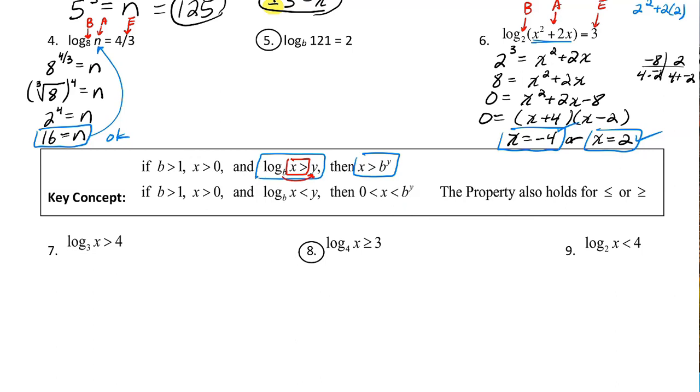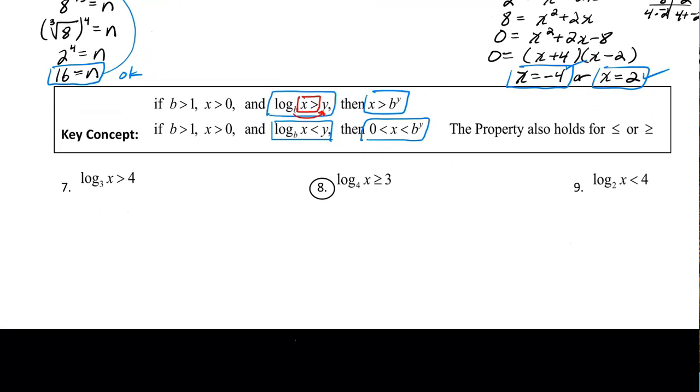However, if you have a less than, log base b of x is less than y, you have this issue of needing to state that x has to be between two numbers. And that's because a logarithm is only defined for positive values. So let's see how this works.